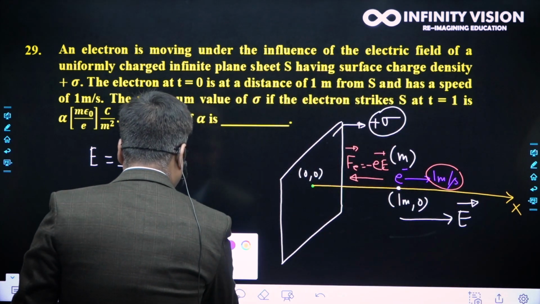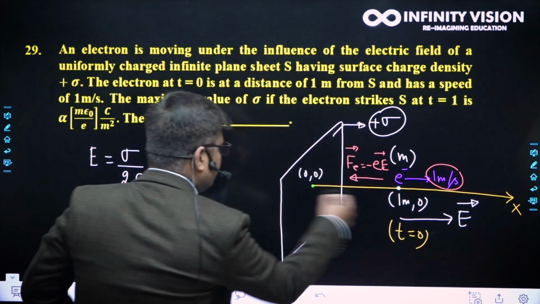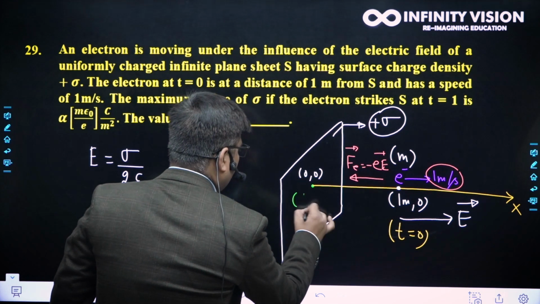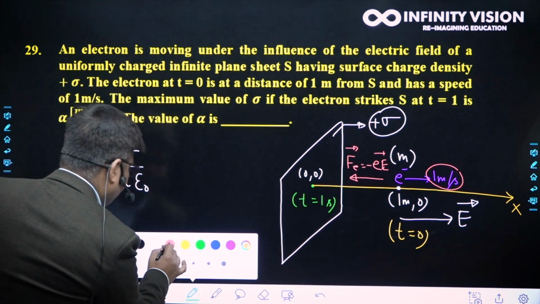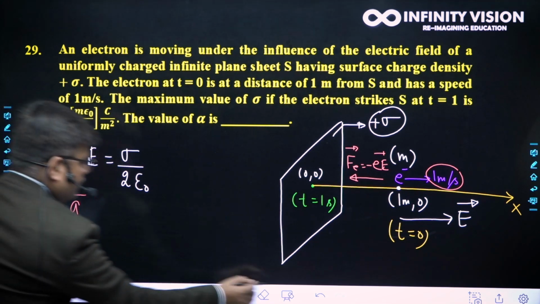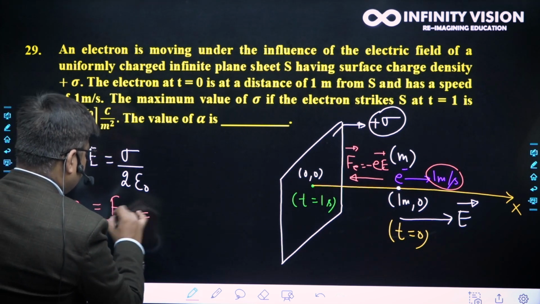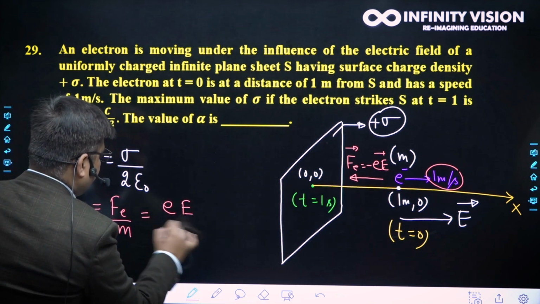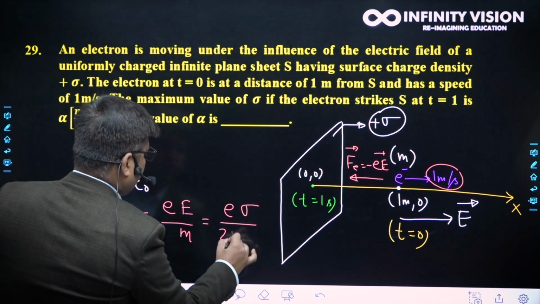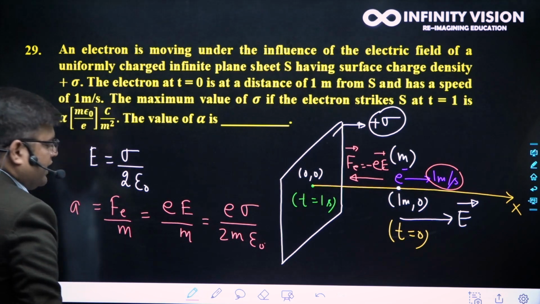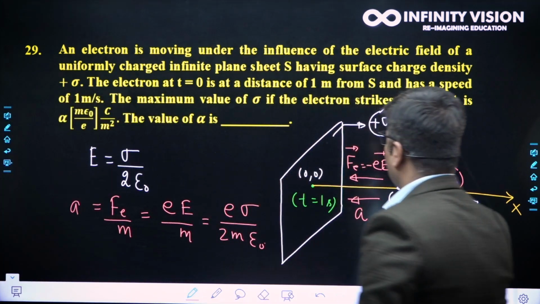This is the situation at t equal to 0, and the electron is hitting the sheet at t equal to 1 second at this point. Now if we calculate the acceleration of the electron, it will be F upon m. F is eE, and the electric field is sigma upon 2 epsilon naught, so the acceleration is e sigma upon 2 m epsilon naught. This is the value of acceleration, and it is in the backward direction, towards the negative x-axis.